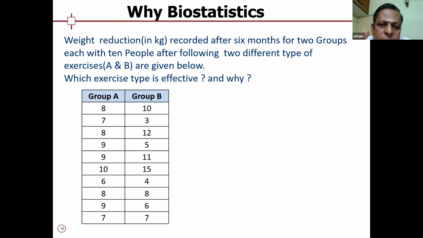And this is called an experimental study. Here the outcome is the weight reduction, and the cause is the different type of therapy. Group A has got one type of therapy for weight reduction, and group B has another type of therapy for weight reduction. So the type of therapy is the cause, and the reduction in weight is the outcome here. So there is a relationship between cause and effect.